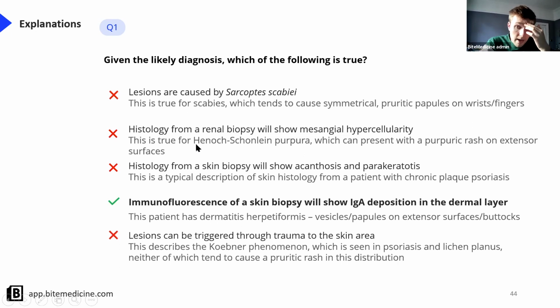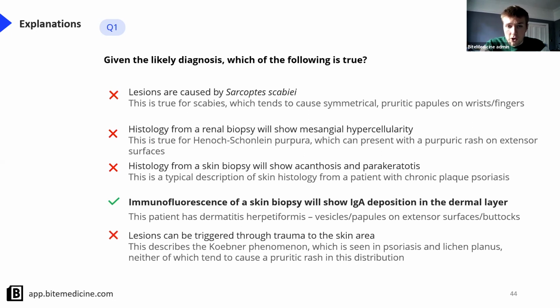Classically, Henoch-Schonlein purpura causes a purpuric rash on extensor surfaces. So if you hear in the presentation about extensor surfaces, HSP should be a potential differential. It wasn't that vesicular, but in the case it was. However, if you were thinking that potentially this is HSP, then what you can sometimes expect to see on a renal biopsy is mesangial hypercellularity because of that sort of vasculitic change that you get in HSP, where you've got the purpuric rash on the legs as well as the renal changes. So it wasn't HSP.